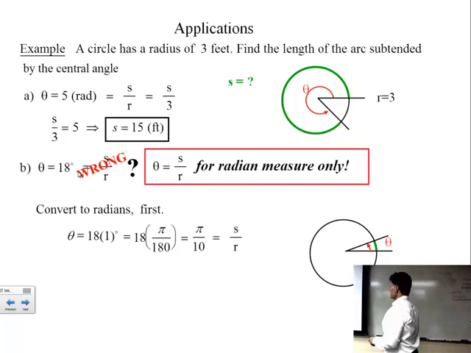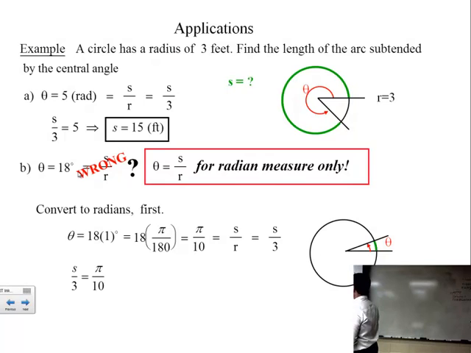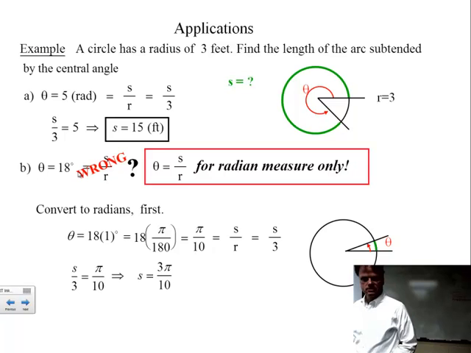Now we can plug that in. So s is 3 pi over 10, and what are the units of length? So it's not just 3 pi over 10. It's 3 pi over 10 what? Feet. Right. So units are important. Why don't I put that in?